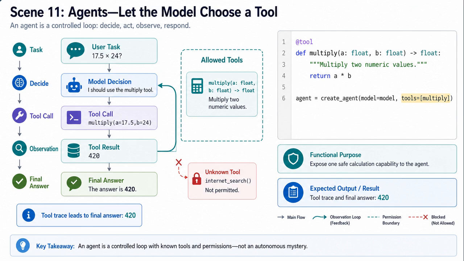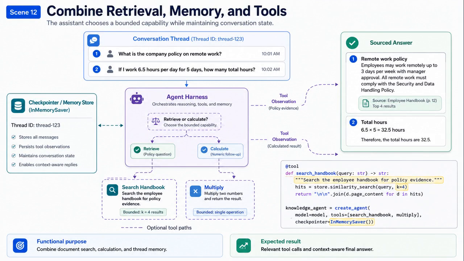Tool descriptions are part of the control surface, vague descriptions can produce the wrong tool choice. Agents are powerful because the path is dynamic, but every permitted action expands the system's risk boundary. With agents, let the model choose a tool in mind, the next piece is combine retrieval, memory, and tools.